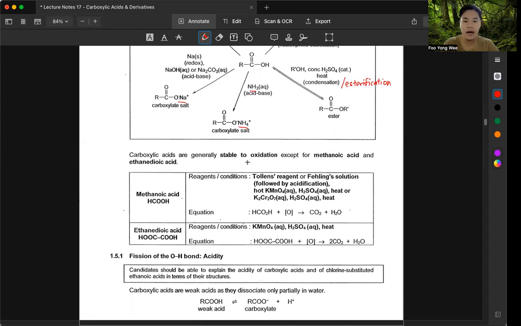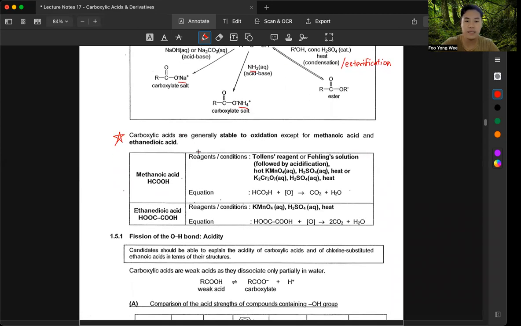Now, carboxylic acids are stable to oxidation, except for methanoic acid and ethanedioic acid. Okay, just remember these two. For methanoic acid, it undergoes oxidation. We learned under carbonyl compounds that Tollens' reagent and Fehling's solution are used to oxidize your aldehyde. They can also oxidize your methanoic acid as well.